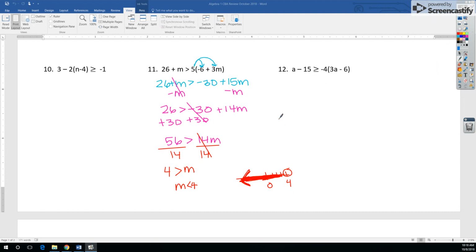Let's check it. 26 plus 0 should be greater than 5 times the quantity negative 6 plus 3 times 0. Well, 3 times 0 is 0. So 26 is greater than 5 times negative 6. Is 26 bigger than negative 30? Absolutely.